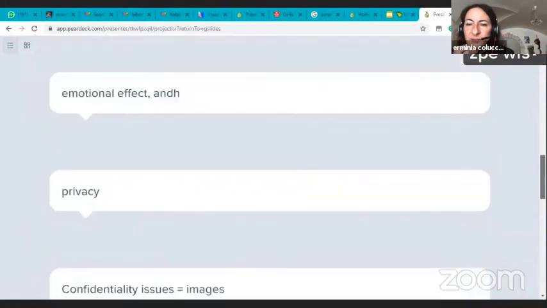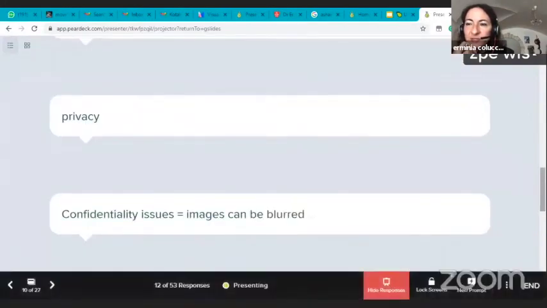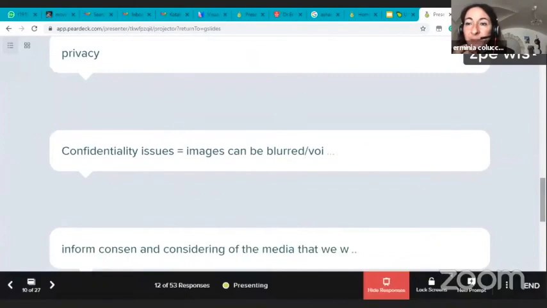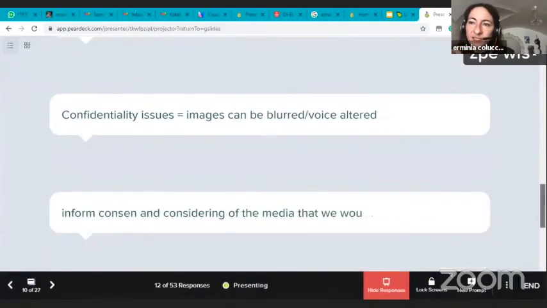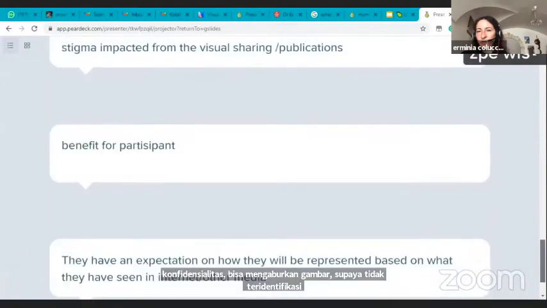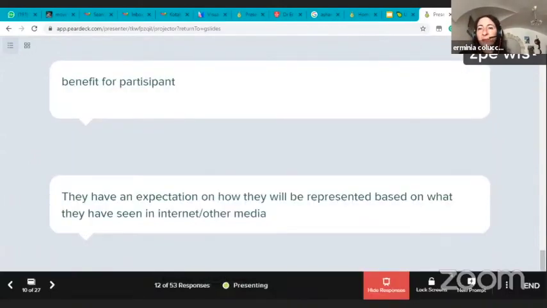If you also want to write in Bahasa Indonesia, our wonderful Ulan will translate, somebody will translate for me, so don't worry. Write in whatever way makes more sense to you. Images can be blurred. So they talk about confidentiality issues, but a solution is images being blurred, the voice altered. Informed consent and the media that we use. Somebody wrote about the benefit, because of all the stigma impact from visual sharing, so potentially generating more stigma. Yeah, benefits for participants.